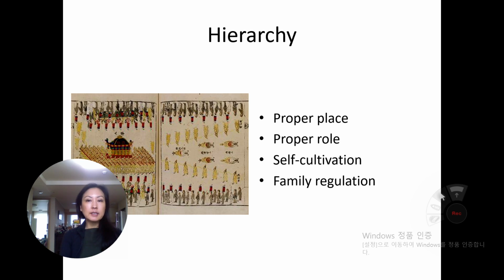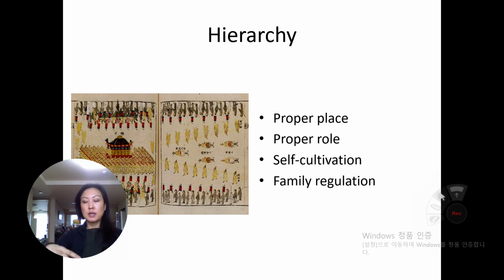And this kind of self-cultivation and education, it starts at the family level. So in Confucian ideology, the basic unit of society is the family. Whereas in Western societies, the basic unit of society is the individual. In Confucian societies, the basic unit is the family. And so understanding one's proper place and self-cultivating, this occurs at the family level.